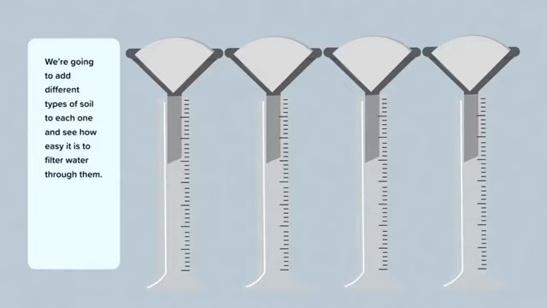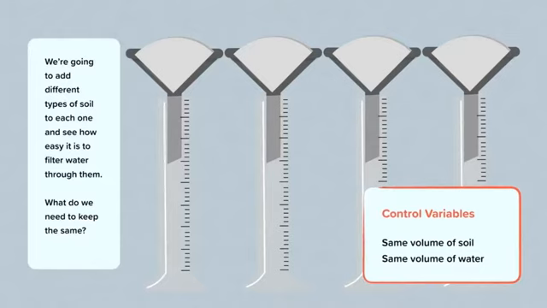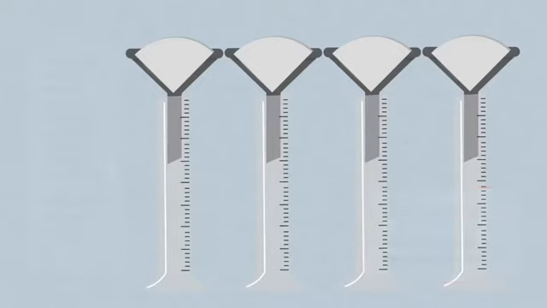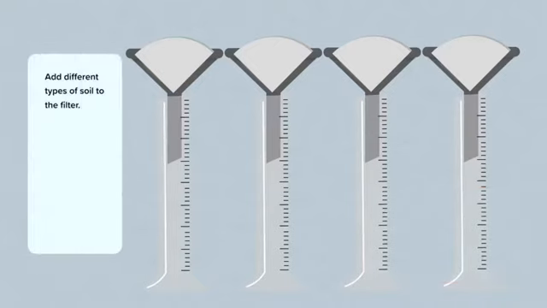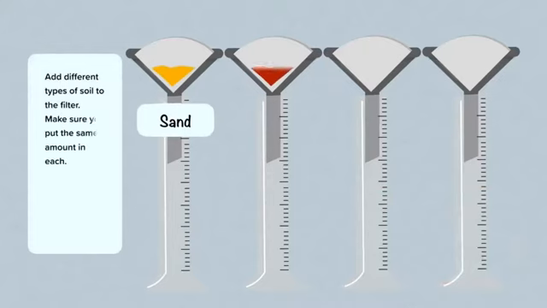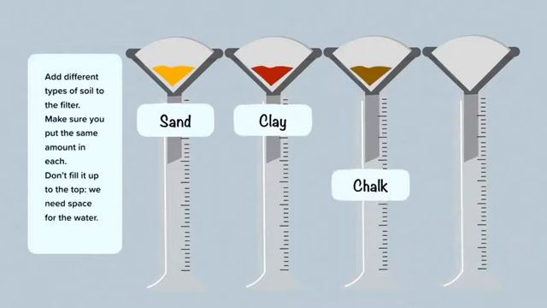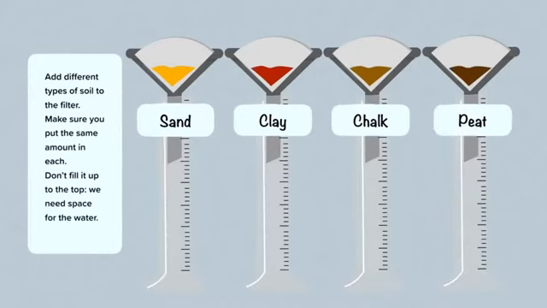To make this a fair test, what are we going to need to keep the same? Have a think. We're going to need the same volume of soil and the same volume of water. So the same amount of soil and the same amount of water in each one. These are our control variables, the things we keep the same to make the experiment a fair test. Add different types of soil to the filter, making sure you fill it to the same height each time. We're going to be investigating sand, clay, chalk, and peat.